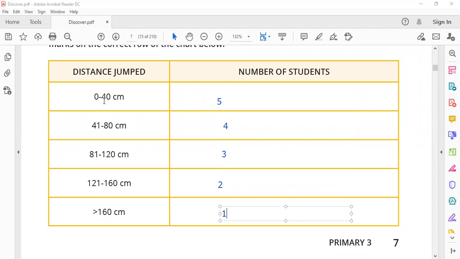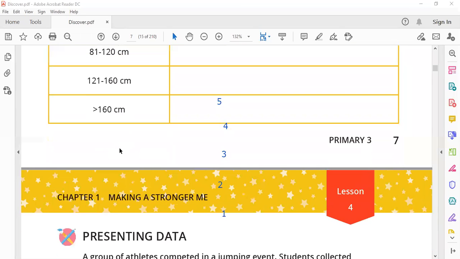So, greater than 0 and less than 40, 5 athletes. And greater than 41, less than 80, 4 athletes. Greater than 81 and less than 120, 3. Greater than 121 and less than 160, 2. Greater than 160, 1 athlete. Let's make a graph showing this data. Let me erase the numbers.